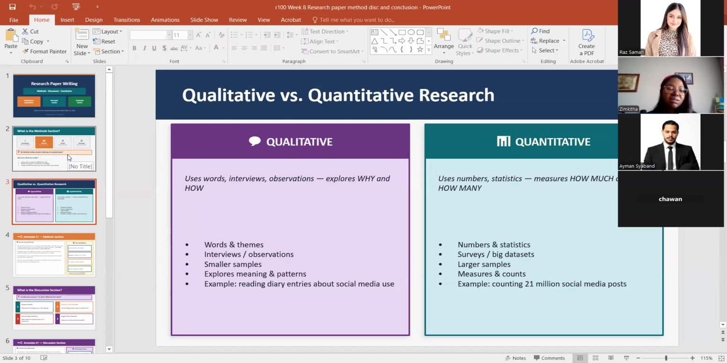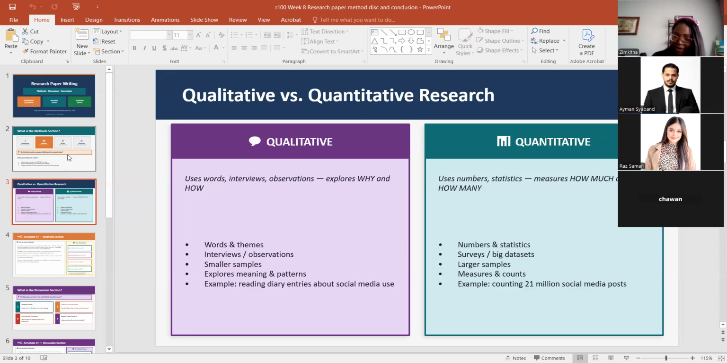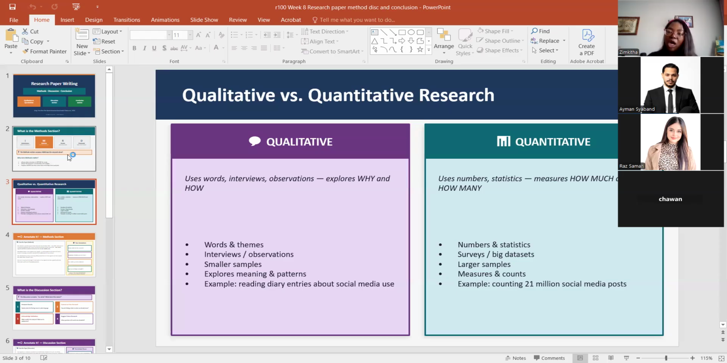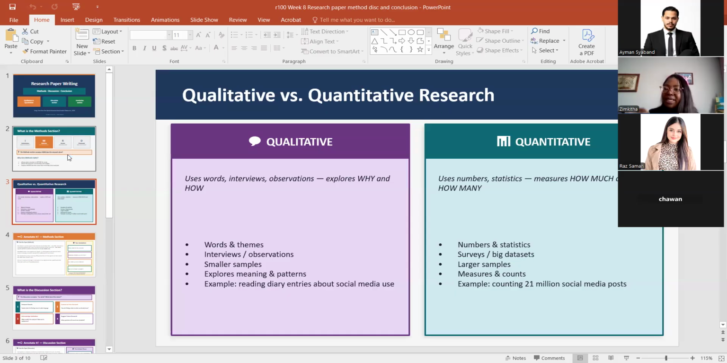Actually, the methods describe how the study was done, right? Correct. How did you collect the data? That is correct. And there's two types of methods. We have qualitative and we have quantitative. Chawan, if I want to sit down and interview somebody, where will it go, qualitative or quantitative? We use qualitative. That's correct. And if I have a large number of people, I want to get feedback from over 20,000 people, which one will I use? Qualitative or quantitative? Amen.